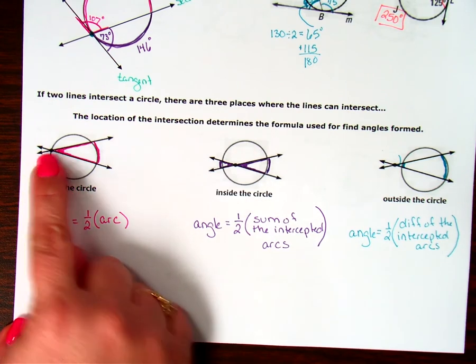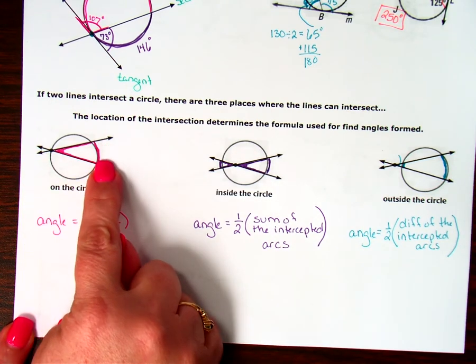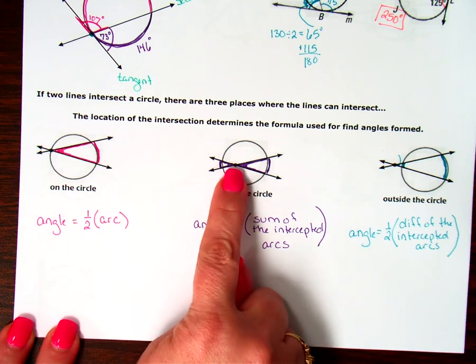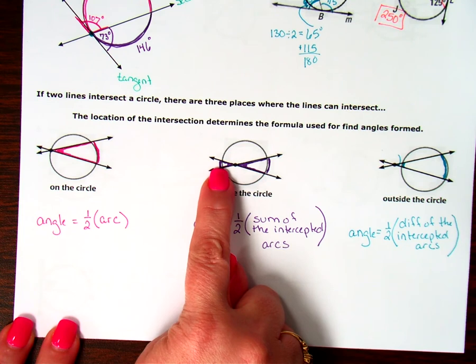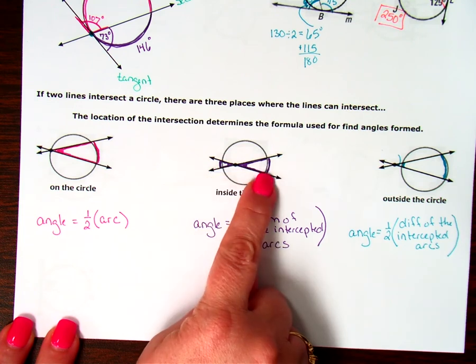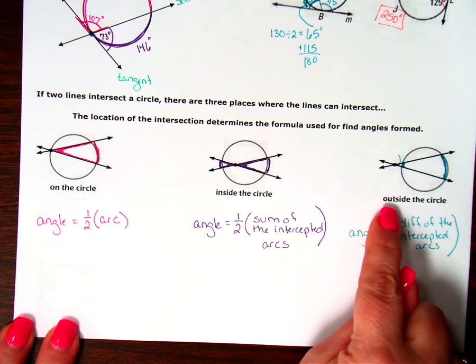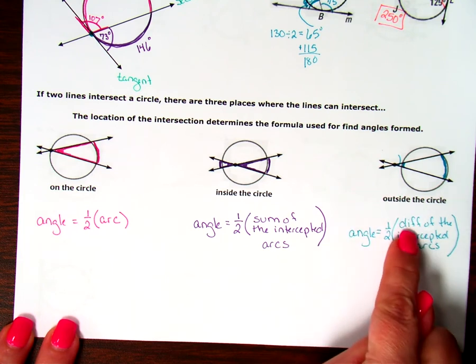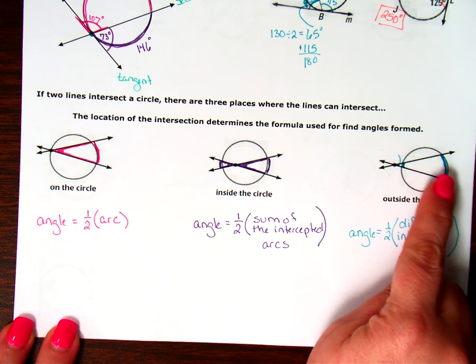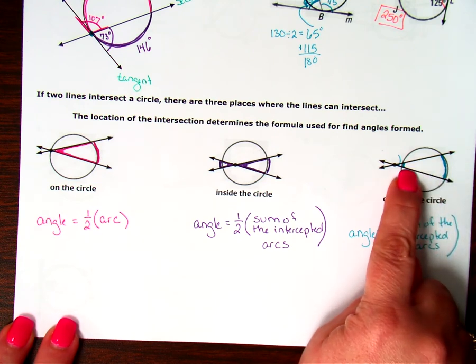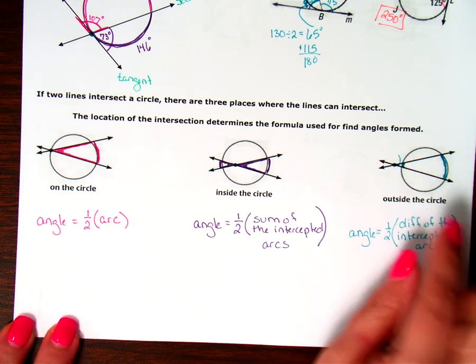If we are on the edge of the circle, we do just 1/2 of whatever this intercepted arc is. If we're inside the circle, we do 1/2 the sum of the 2 intercepted arcs. So we add them together, and then we do 1/2 of that. If we're outside the circle, we do 1/2 the difference. So we subtract. And you're always going to do the big arc minus the small arc because in geometry we have only positive angles. So we're going to keep everything positive.